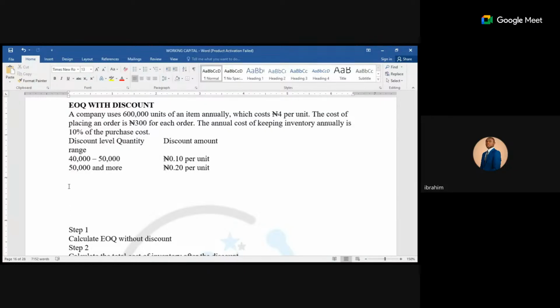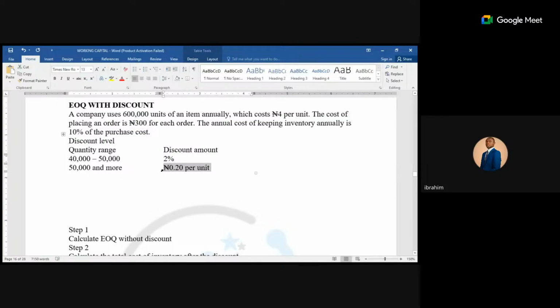So we have EOQ with discounts. And I equally had the range. Let me push this here. Okay. So in this question now, it's still similar to the first one, but the only thing is that there is a discount. Now, you can see that the examiner will give you something like this. In fact, sometimes it may even be in percentage. Let me change it to percentage, so that when you see it, you will not say IB did not teach you this. Let's use percentage.